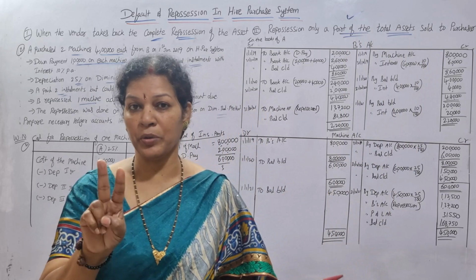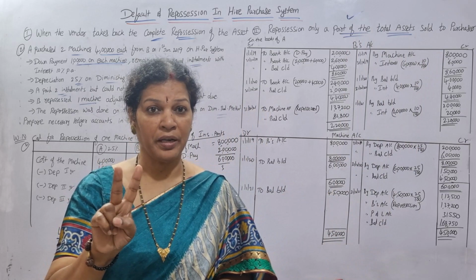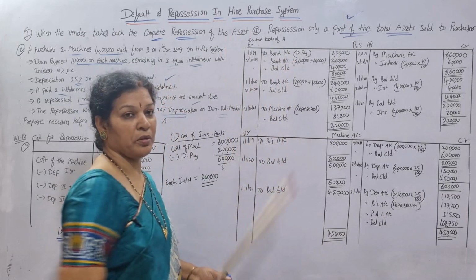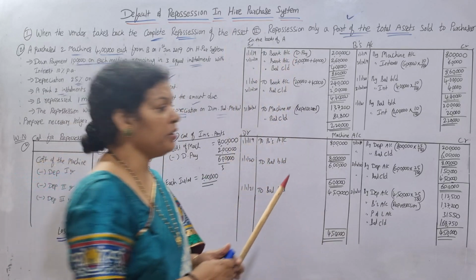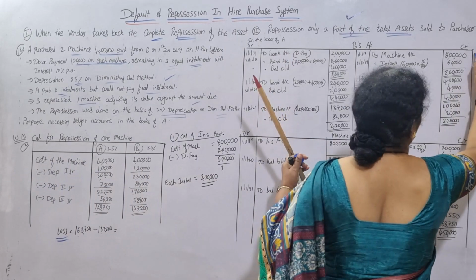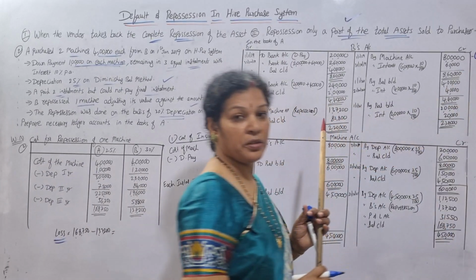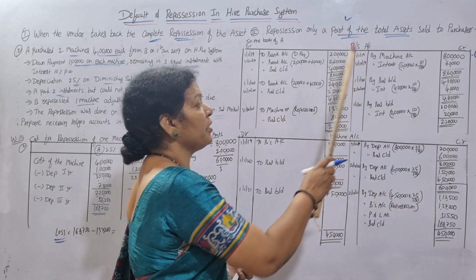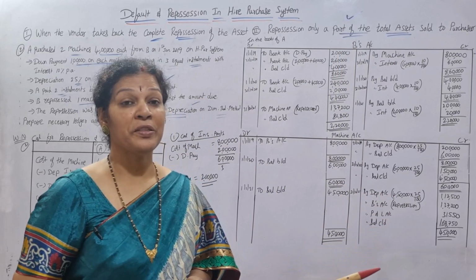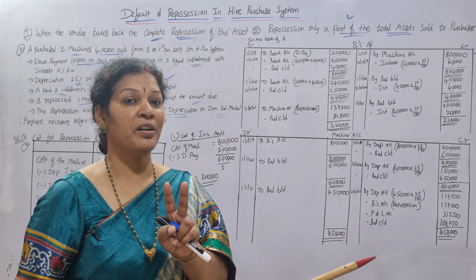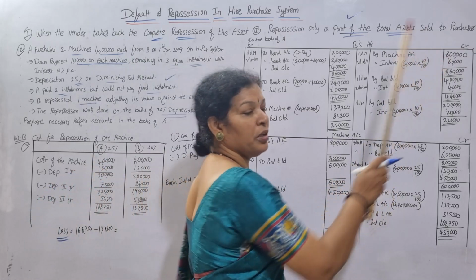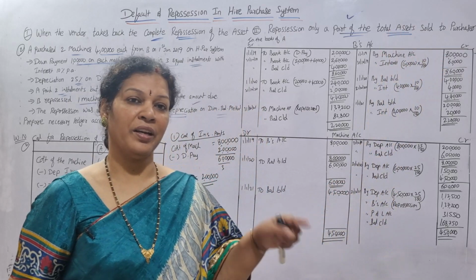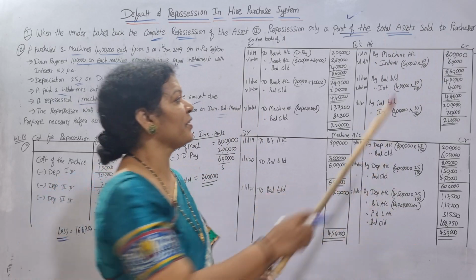Debit side, what do you get? 2 entries. One is down payment and installment. These 4 entries we will write first. First entry is purchasing the asset, machine, on 1st January 19. How many machines purchased? 2 machines. Each machine cost 4 lakh. So it is total 8 lakh. 4 lakh into 2 machines, 8 lakh.